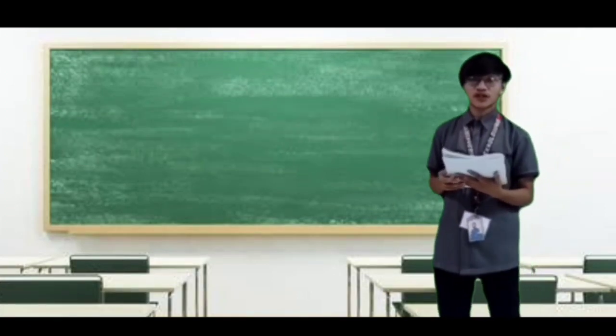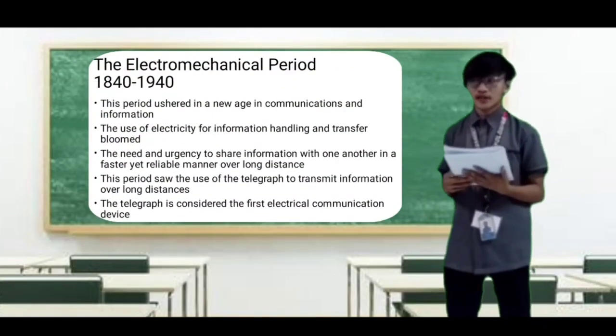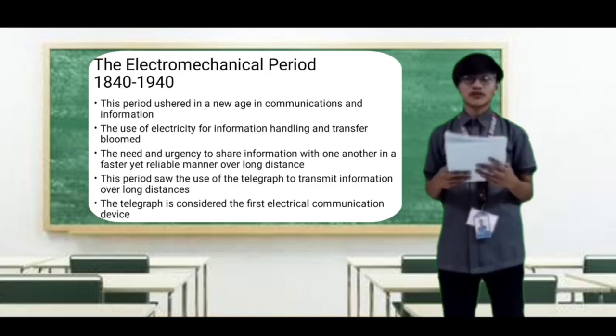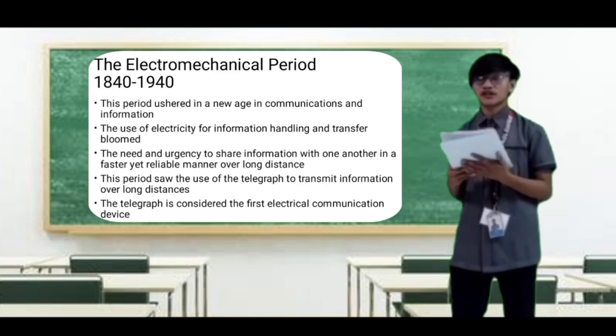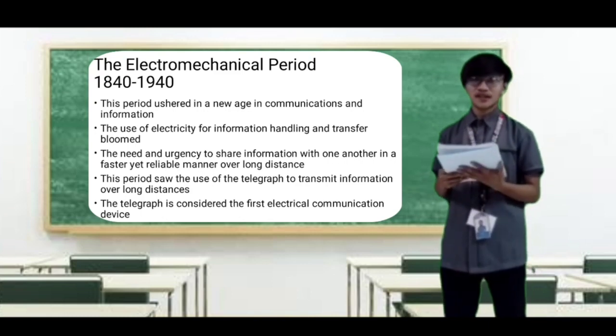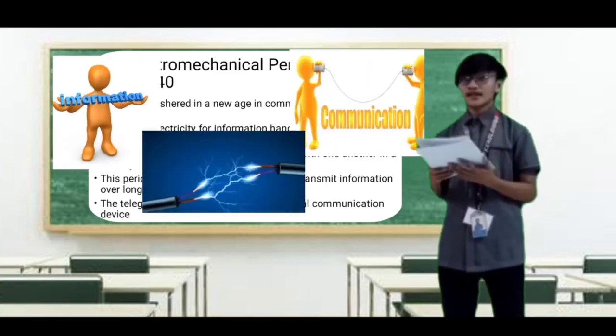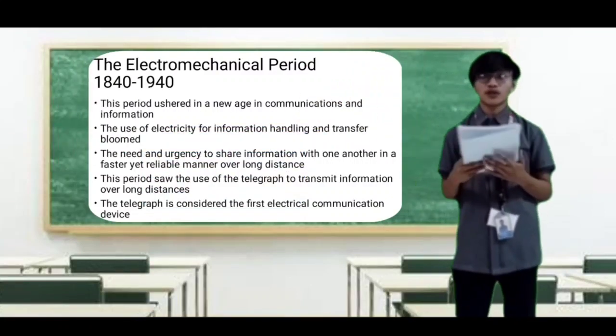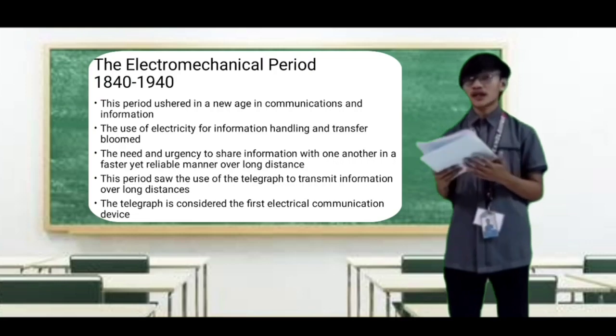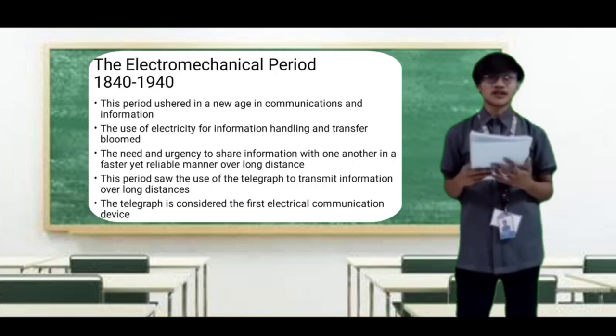So let us proceed to the third one, which is the electromechanical period, around 1840 to 1940. This period ushered in a new age in communication and information. The use of electricity for information handling and transfer bloomed, driven by the need and urgency to share information with one another in a faster yet reliable manner over a long distance.